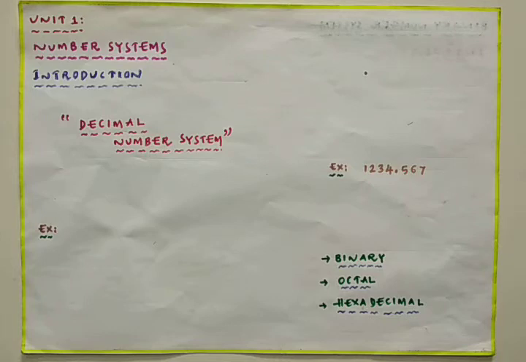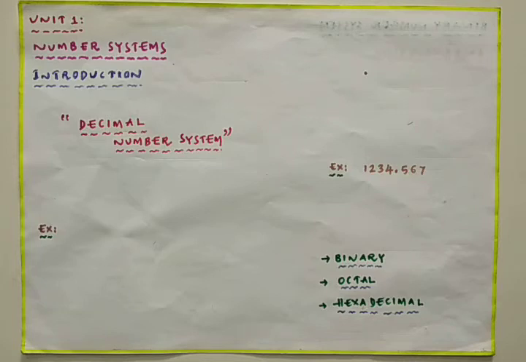The decimal number system is a weighted number system, a positional weight number system. For example, in 1024, the 4 has the positional weight of units, the 2 has the positional weight of tens, the 0 has the positional weight of 100, and the 1 has the positional weight of 1000. So it is a positional weight number system.